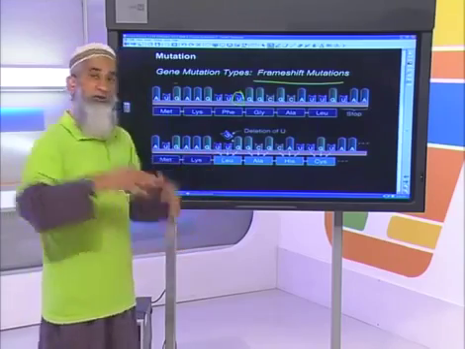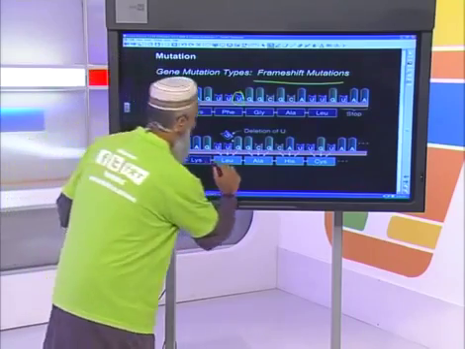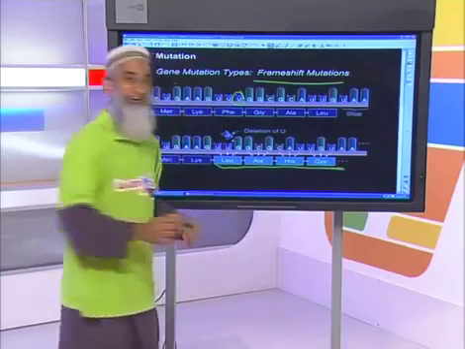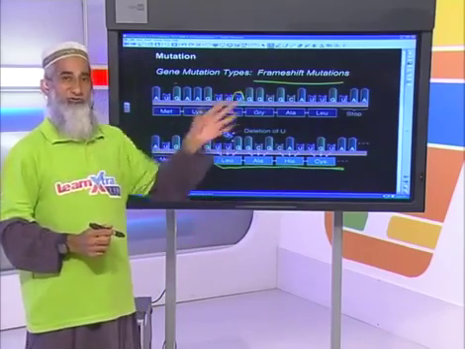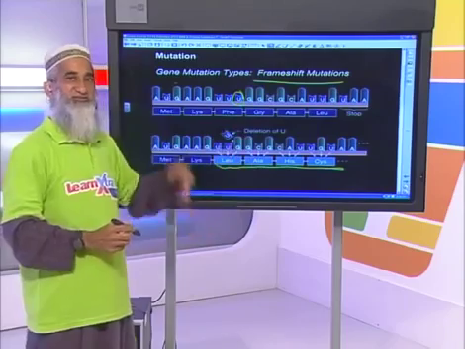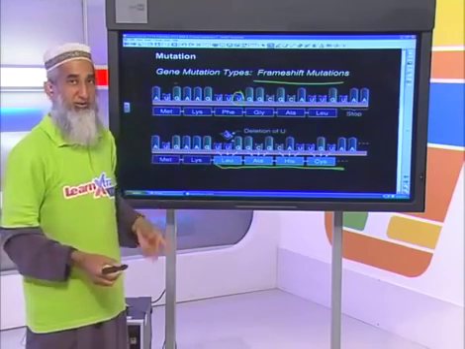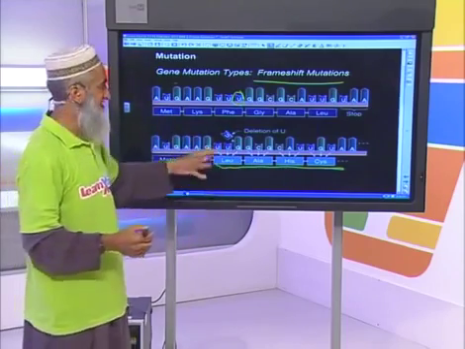And that causes, again, a change in the sequence of every amino acid thereafter. And the whole protein will change. And in some cases, this protein may not be functional even. It could be functional, could not be functional as well.